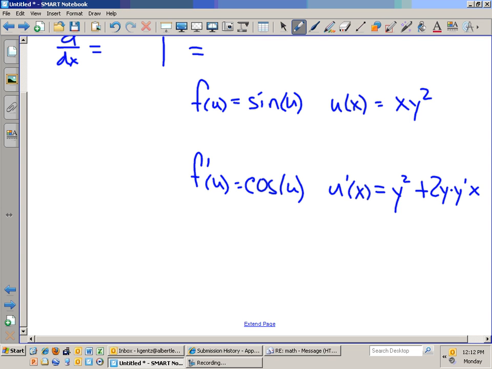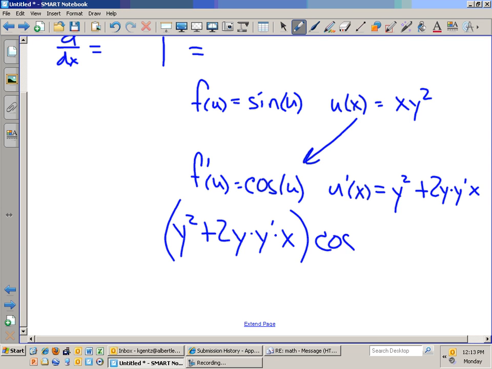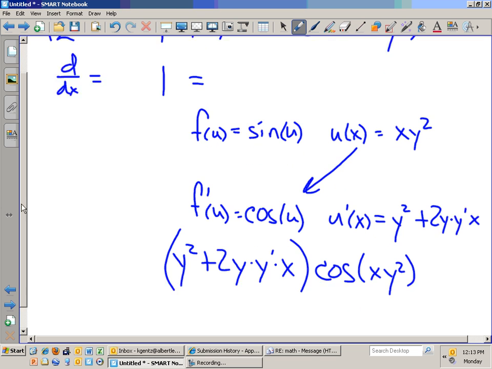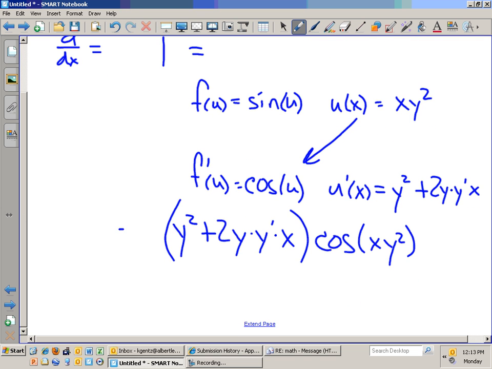So my whole derivative, remember, we got to substitute the u back in. We have y squared plus 2y, y prime x times cosine of xy squared. And that's equal to 1.